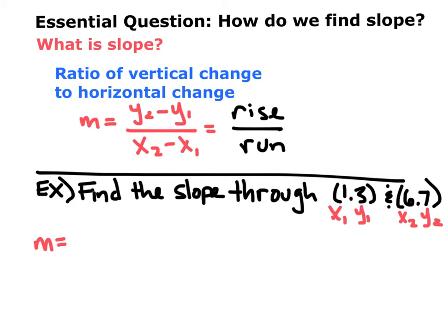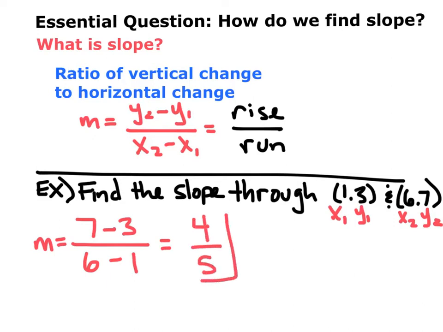So now M equals y2 is 7 minus y1 of 3, over x2 is 6 minus x1 is 1. So that's 4 over 5. I check if it reduces. It doesn't. So the slope through those 2 points is 4 over 5.